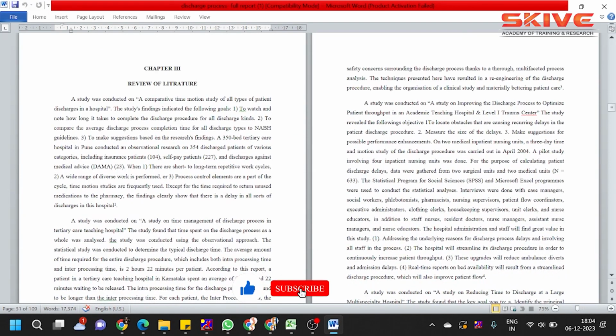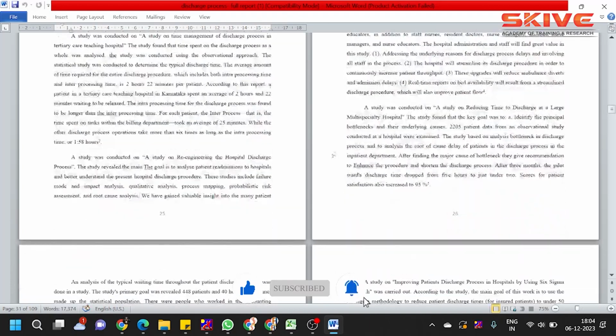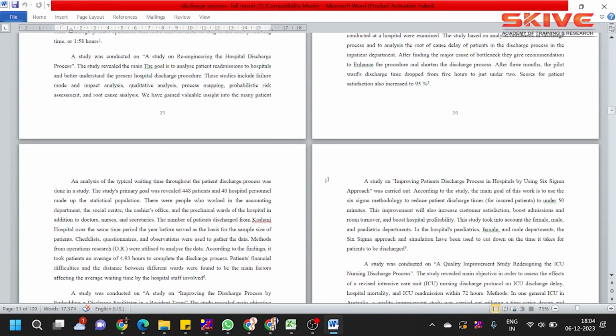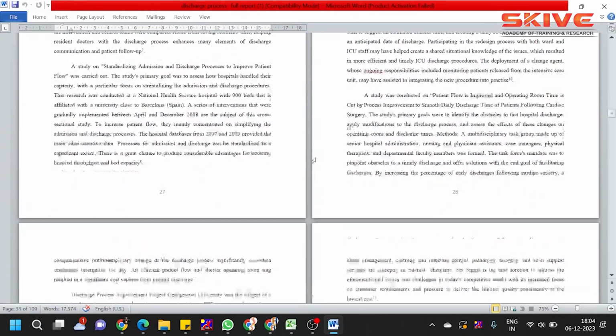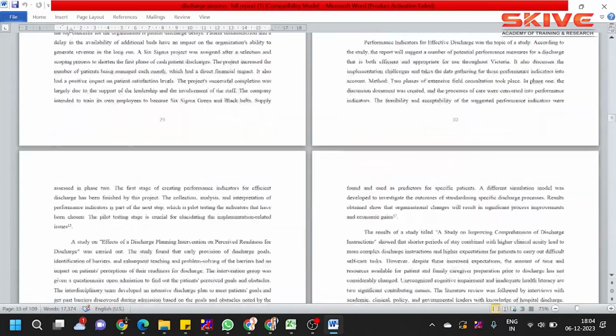Coming to chapter 3, it's the review of literature. Review of literature is nothing but a study from books and journals related to this topic. It was clearly given in this chapter.